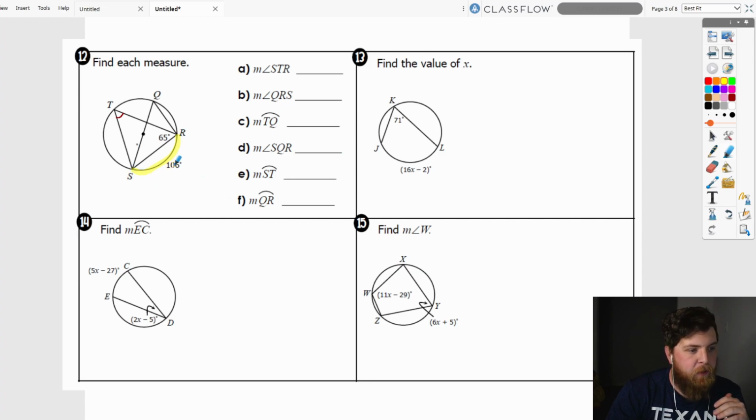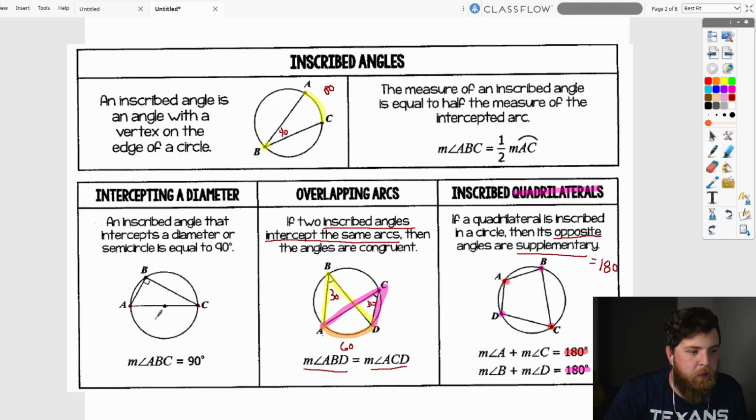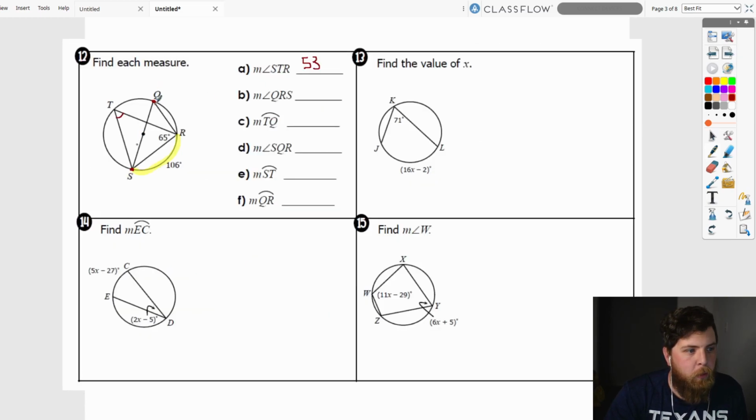Okay, so if SR is 106, then STR has to be half of that, and half of the 106 would be 53. Next thing we look at is QRS, right? So they're looking at this angle right here. What I notice about that is that Q and S are both endpoints on a diameter, right? So that's this thing here we were talking about. If it intercepts a diameter, that angle has to be 90 degrees. So QRS has to be 90.